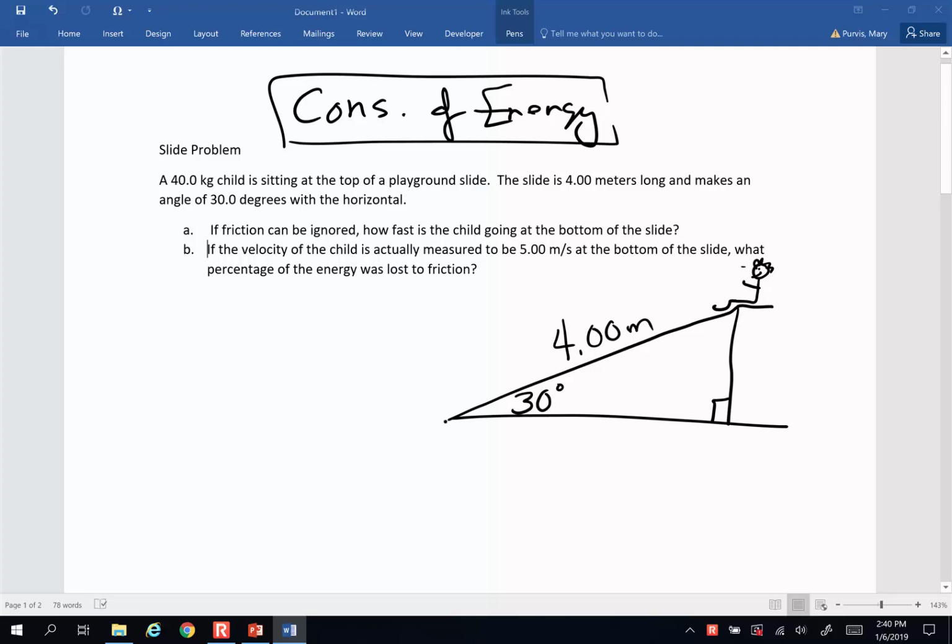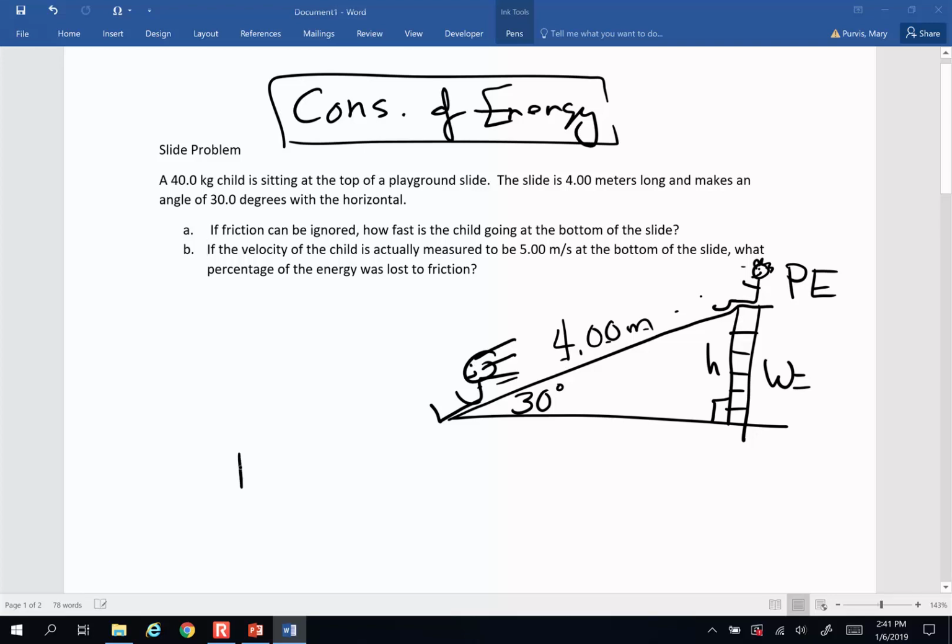Well, I'm going to use energy, and at the top of the slide, what kind of energy does this child have? Potential energy. And how did this child get that potential energy? He or she did work by climbing up the height of the slide, and the work that was done climbing to the top is now stored as potential energy. When the child slides down, the potential energy is going to transform into kinetic energy or speed. And I want to know how much speed at the bottom.